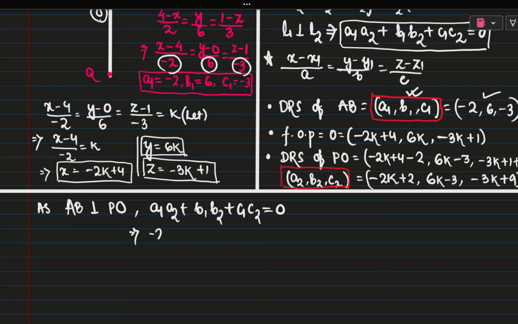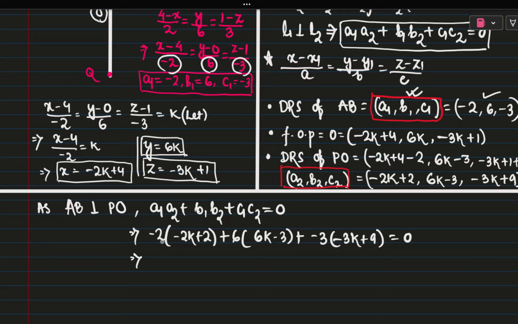A1 is minus 2, multiplied by A2, which is minus 2k plus 2, plus b1, which is 6, so 6 multiplied by 6k minus 3, plus the c1, we have minus 3 multiplied by minus 3k plus 9, and the product sum will be 0.